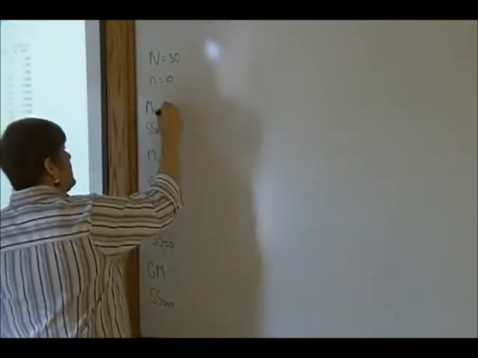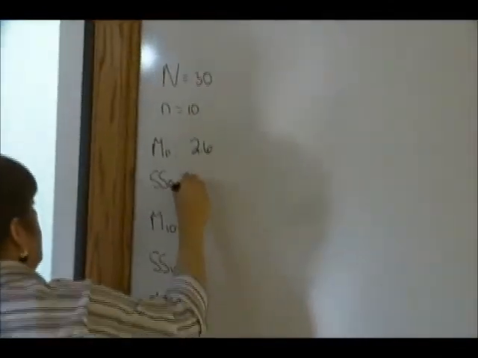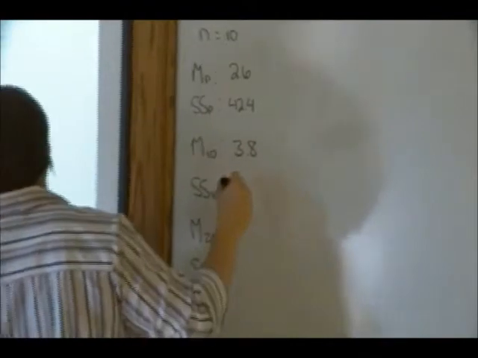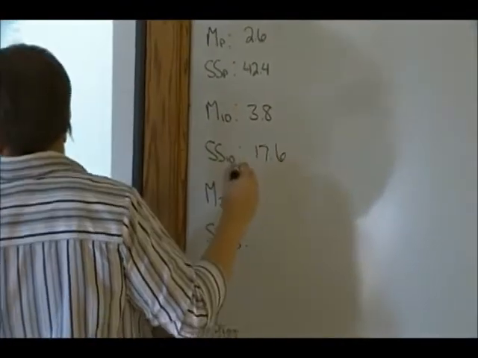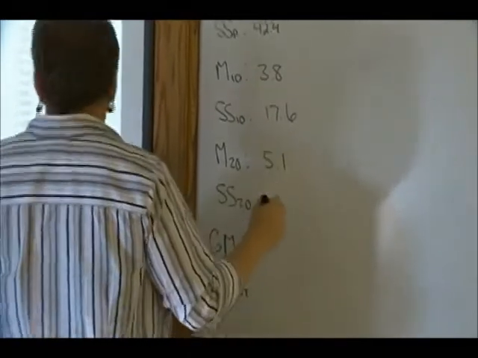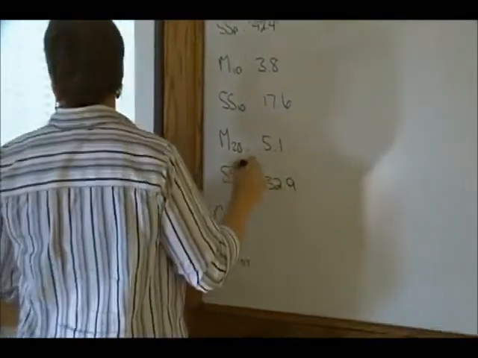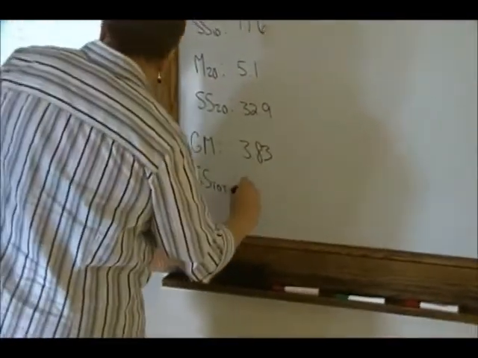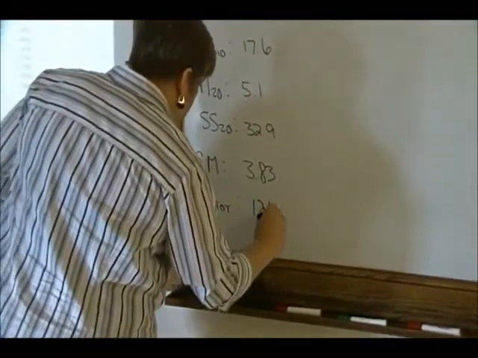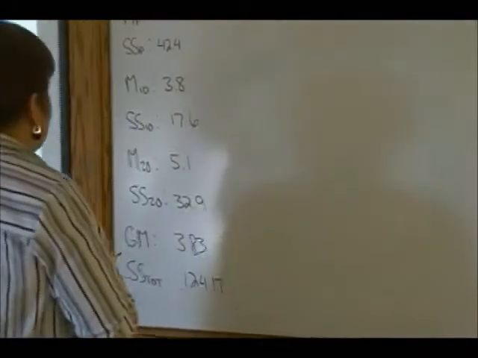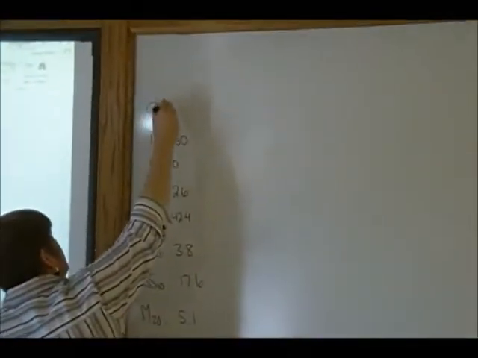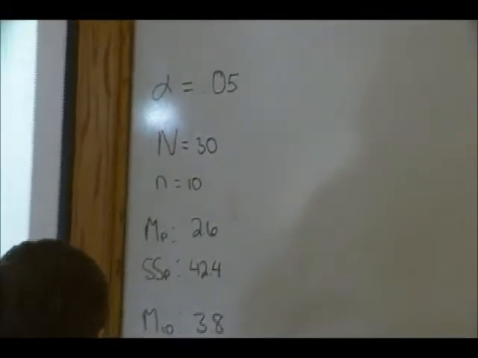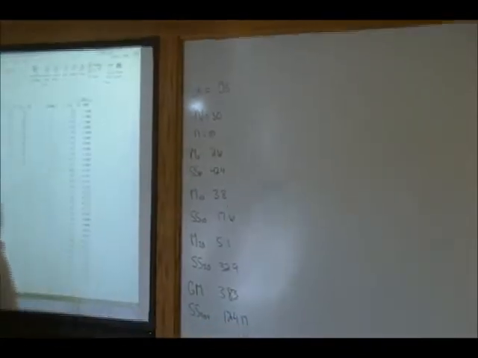So I've got 2.6 here, 42.4, 3.8, 17.6, 5.1, 32.9, and then 3.83 for the grand mean, and total sum of squares equaling 124.17, okay? And our alpha level as established in the problem, 0.05, okay? All of this information will be important as we're working through this, all right?